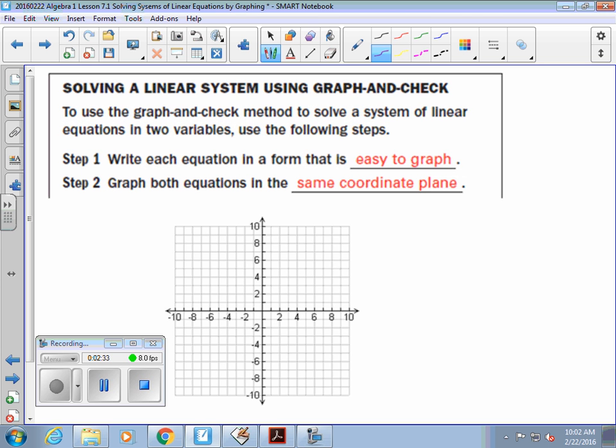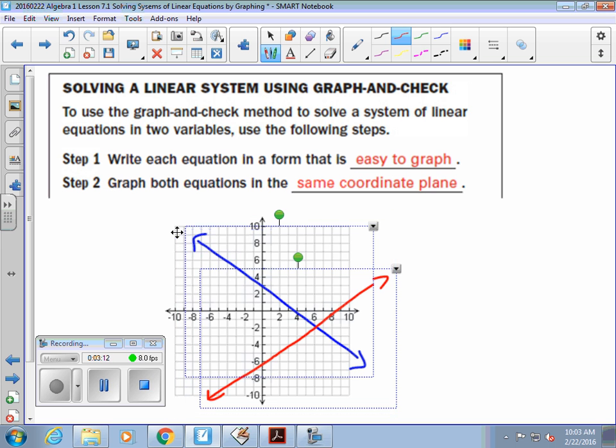Step number 2 is to graph both of them in the same coordinate plane. So if this were a coordinate plane and you graph both equations, one of them would look like this, for example, and it could be anywhere you want. The other one would look like, let's say, find a good intersection, this. Okay, that would be the other one there. Just graph both of them in the same plane, again, in a form that is easy for you to graph. Step number 3, and I'm going to copy this on over real quick.